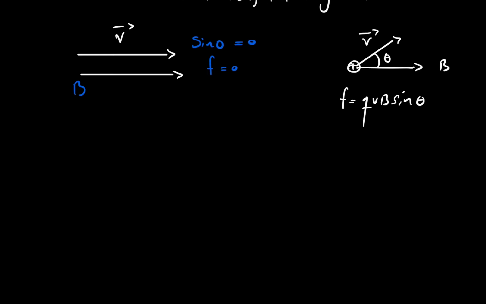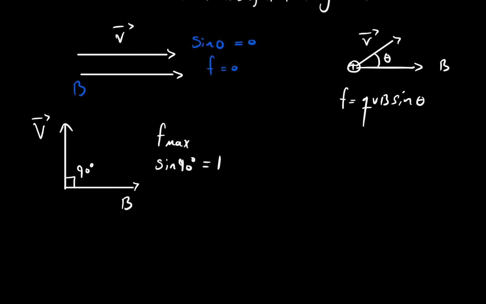And obviously it experiences maximum force if the charge is moving at a perpendicular angle to the magnetic field line. So if B is the magnetic field line and V is the direction of movement of the charge, and the angle between them is 90 degrees, then you can assume that F is at its maximum, because the sine of 90 degrees is equal to 1. So you can calculate the maximum force by simply multiplying Q, V, and B.